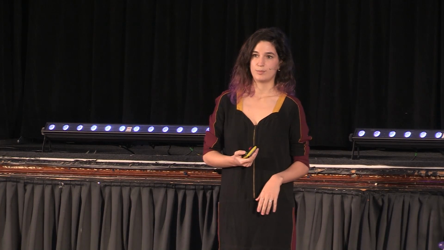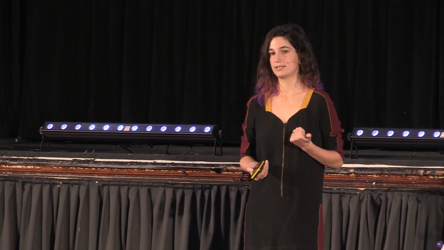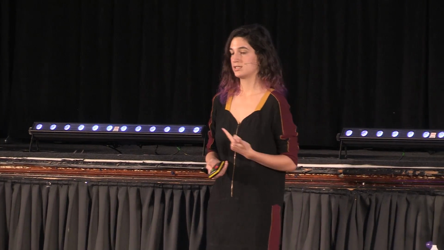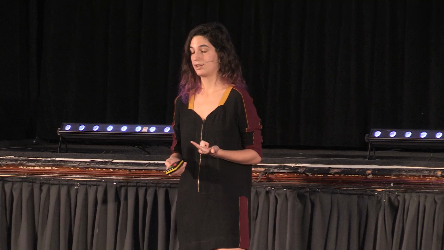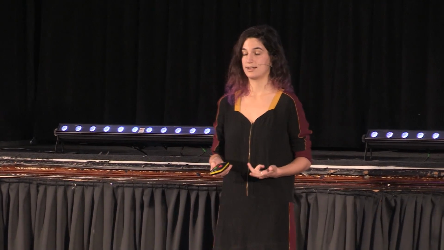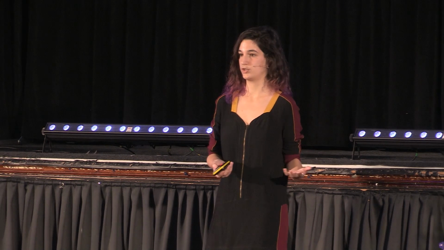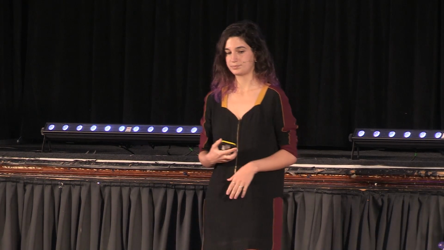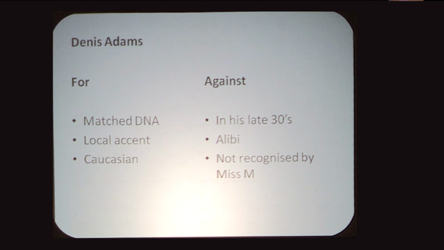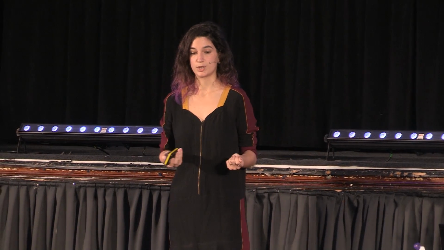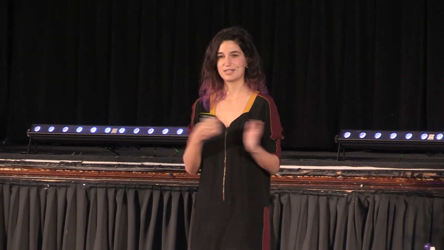So the problems were that, first of all, he had an alibi for the night. His girlfriend provided an alibi. And secondly, he wasn't in his early 20s at all. He was in his late 30s. And in fact, Miss M hadn't recognized him in the lineup. She had even said, no, this man is much too old. So the DNA match, which is a very small probability, but then a lot of evidence against him being the right person. So it's quite hard to think of how these two compare to each other.